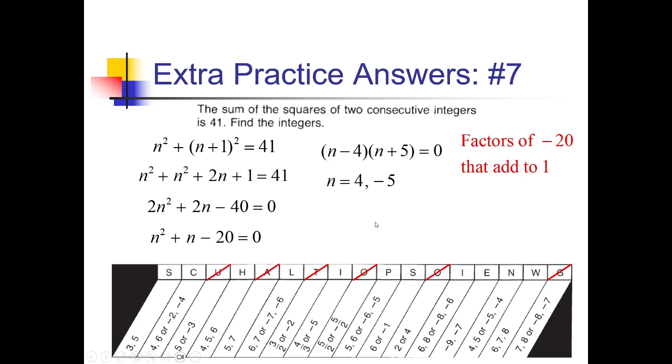So I need to find the n plus 1s that go with 4 and negative 5. For the 4, n plus 1 for that is 4 plus 1, so 5. And then negative 5's n plus 1 is going to be negative 5 plus 1, or negative 4. So I have 4 and 5 are one set of numbers, negative 5 and negative 4 are the other set. I see that right down here toward the end, so that's n that gets crossed off.